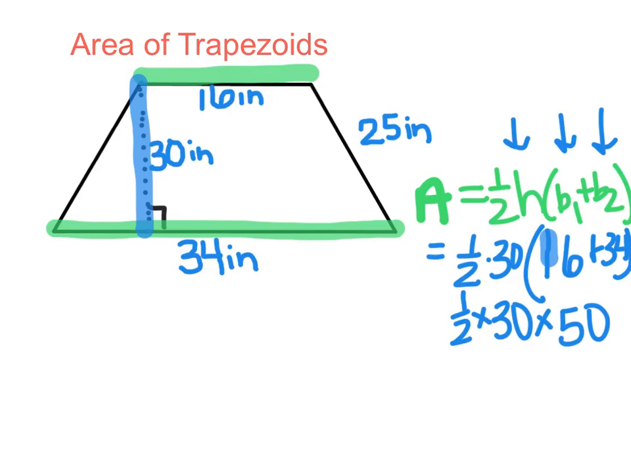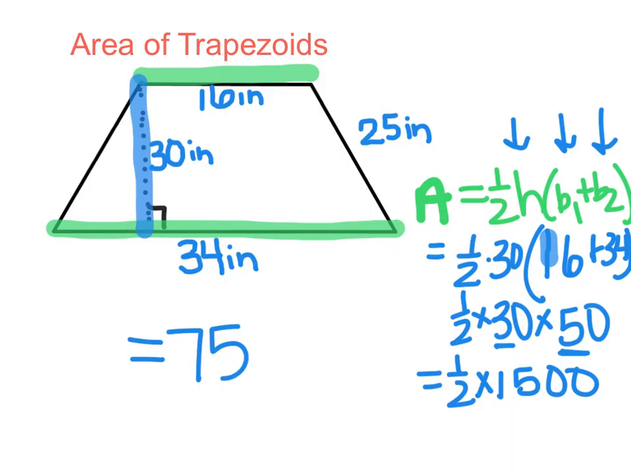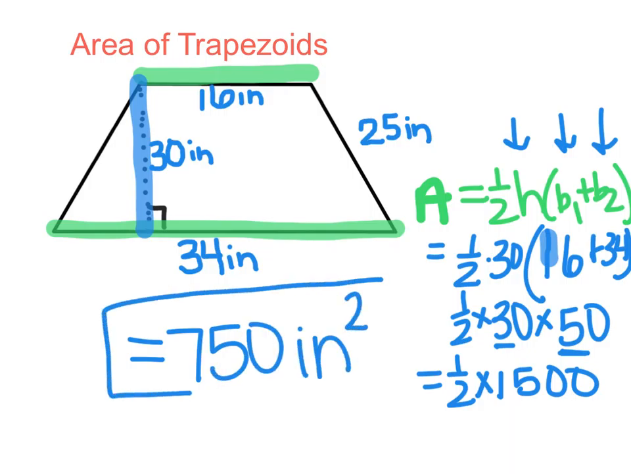You can either take half of one of these to start with, or you can multiply the two together and then divide by 2. If I multiply 30 and 50 together, I get 15 with 2 zeros on the end. And if I take half of 1500, you just divide that by 2, which is 750. So my answer would be 750 inches squared. Make sure that you always label area in squares.